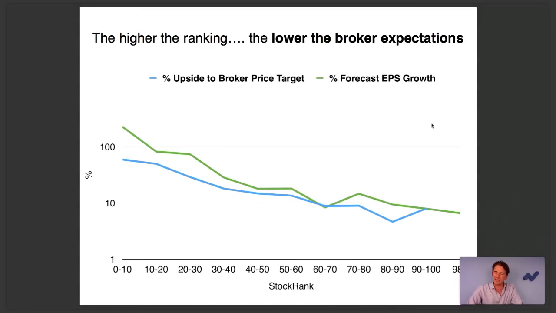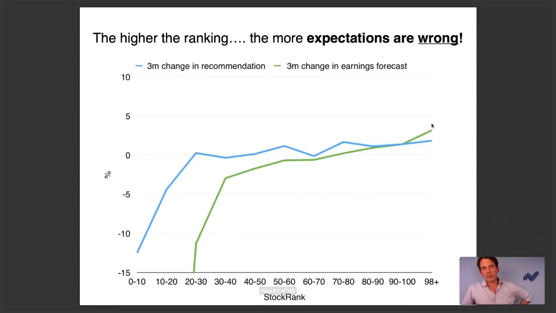So what does that say? Does it say the brokers aren't hot on these stocks, we shouldn't necessarily look at them? Well, no. The higher the ranking, the more the expectations are being proven wrong. So as the stock rank goes up, you can see that about this point, the green line is the 3-month change in the profit forecast. At about 65 stock rank, you start seeing that in the last 3 months the brokers have been having to upgrade their profit forecast.